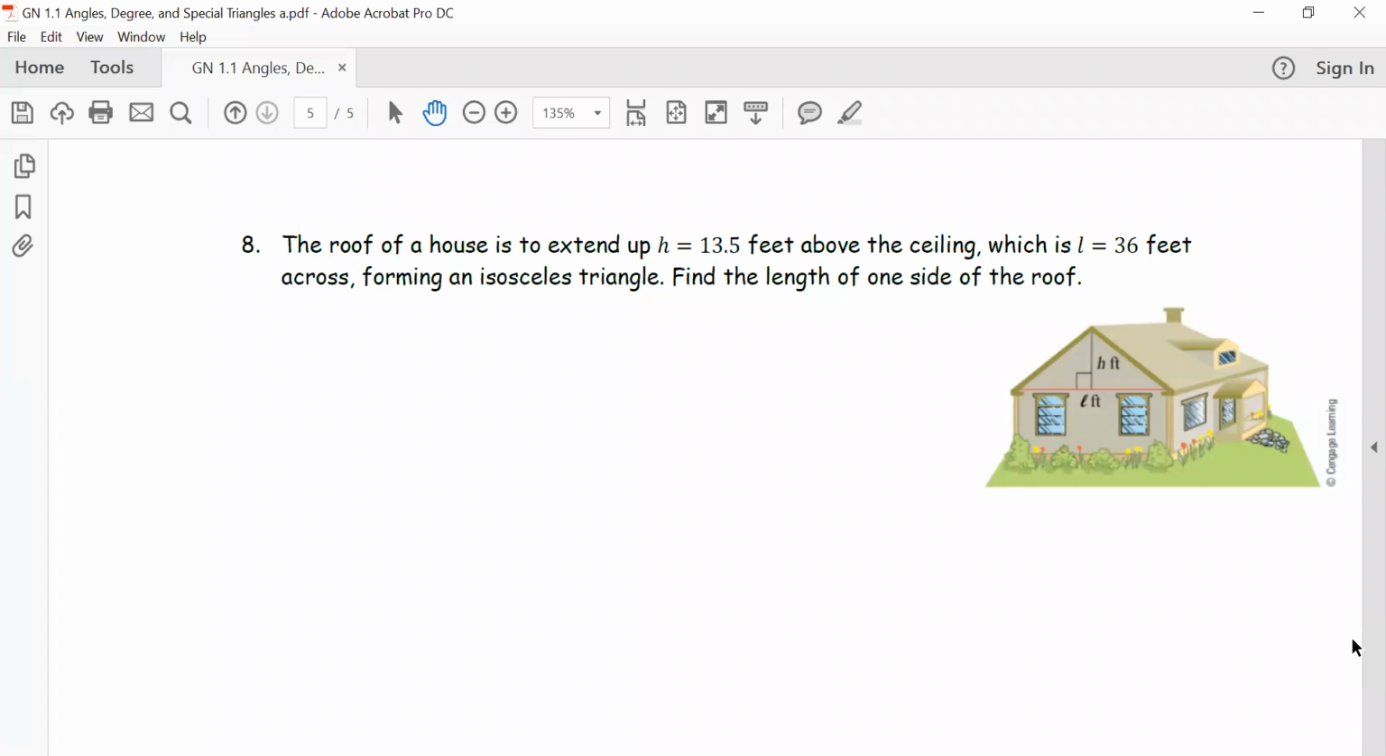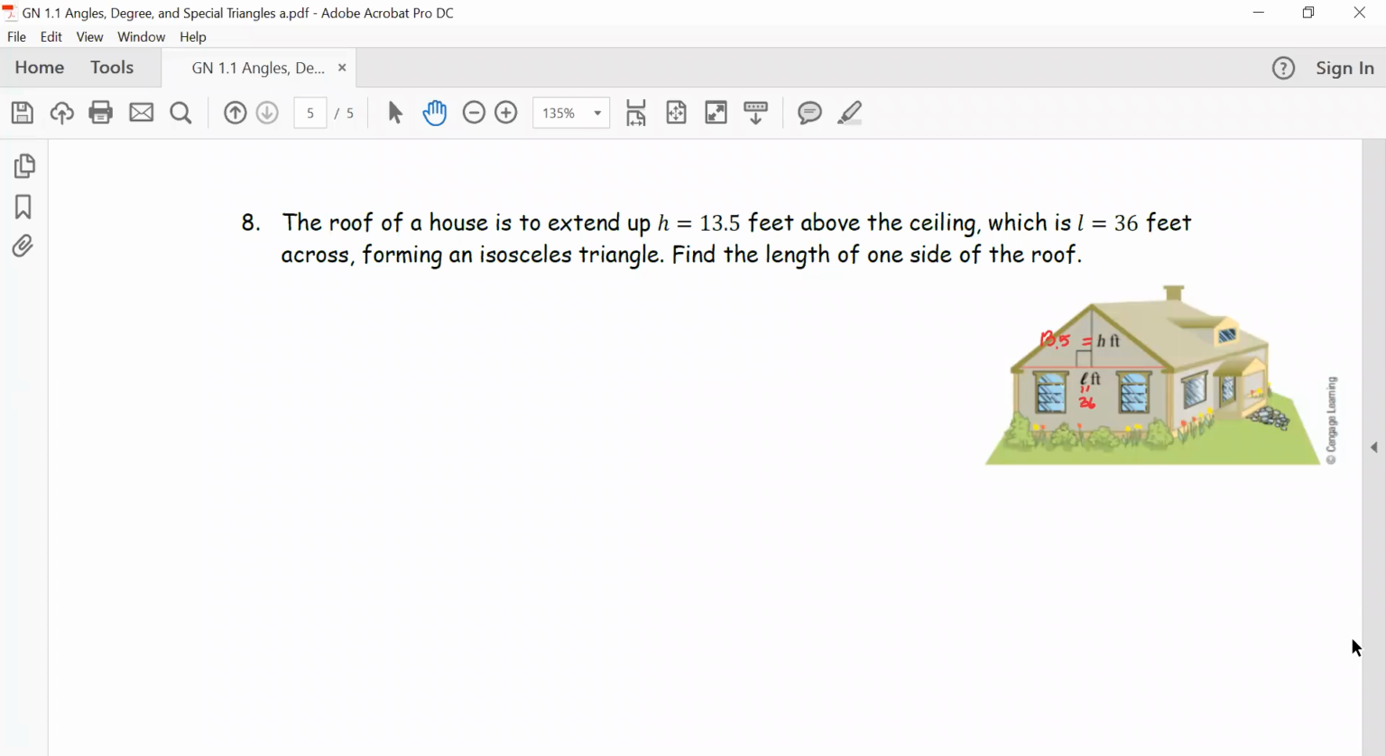Here's another example. The roof of a house is to extend up. The height h equals 13.5 feet above the ceiling, which is the length L equals 36 feet across, forming an isosceles triangle. Find the length of one side of the roof.